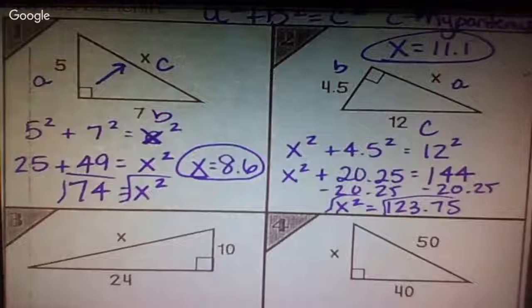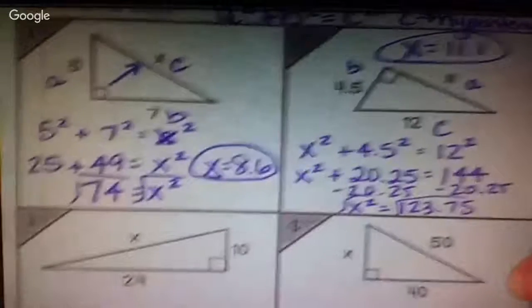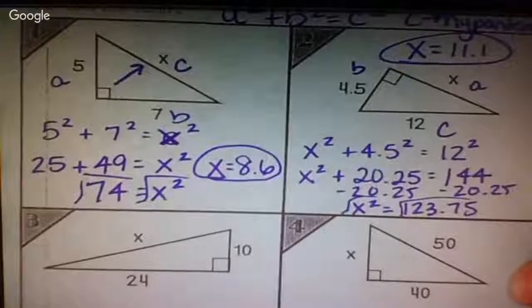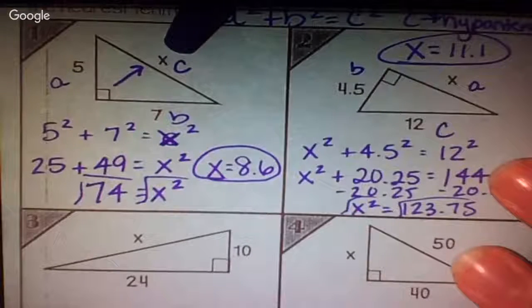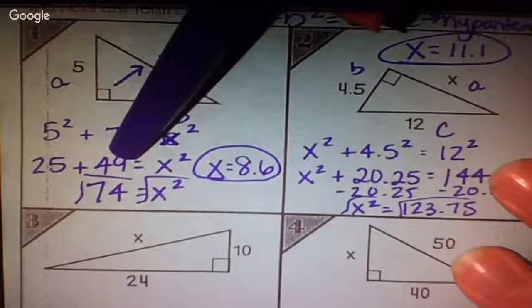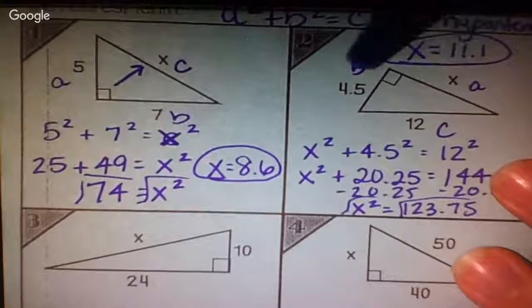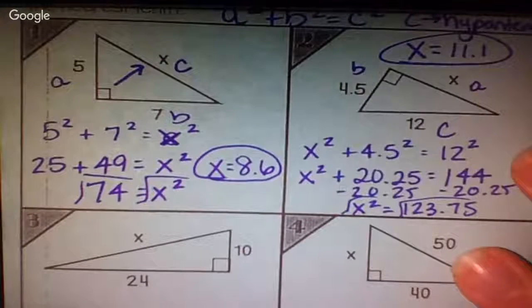Okay. I want you to take a couple minutes, do 3 and 4 now on your own. The hypotenuse is always across from the right angle. So sometimes you're solving for it, sometimes you're solving for a leg. So that's the difference between adding the two. Here we were solving for the hypotenuse, so we had to add the two numbers together when we squared. Here we're solving for a leg, so we had to subtract.